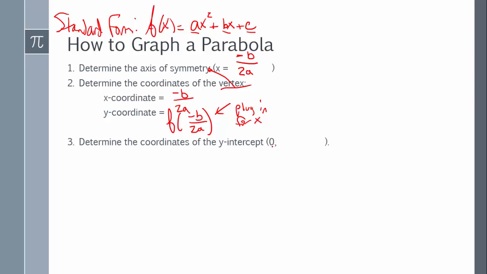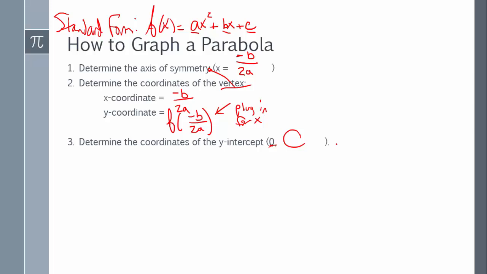The x-coordinate has to be 0 for it to be a y-intercept. Think about if I made x 0 up in this general form. What would be left over? I bet you could probably guess what the y-intercept would have to be. If you can't guess it, I'll give it to you. It's going to be at c. So 0, c will always be the y-intercept of any quadratic function.